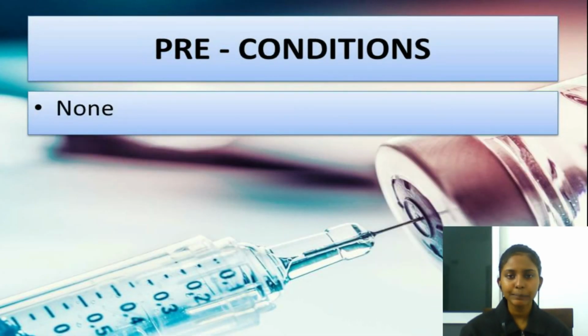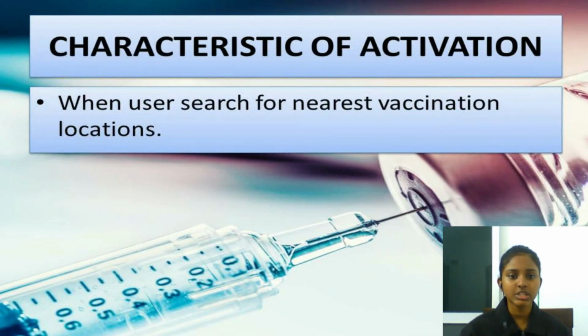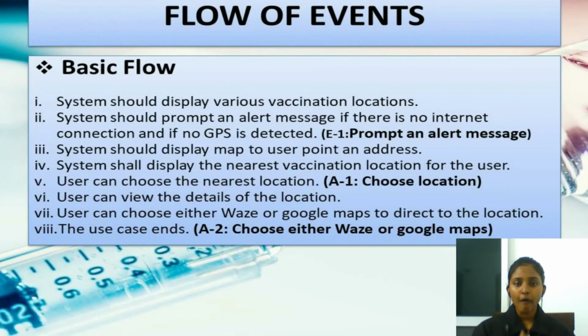Precondition. There are no specific preconditions to execute this use case. Characteristic of activation. When users search for nearest vaccination location, this is where this use case will be activated. Flow of events. Basic flow of this use case is system should display various vaccination location. Second, the system should prompt an alert message if there is no internet connection or if no GPS is detected, which is why if the user wants to use the Google Maps or Waze, they need their GPS to be turned on. And system should display map to user when the user points an address.